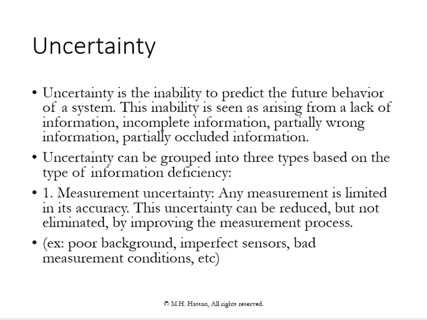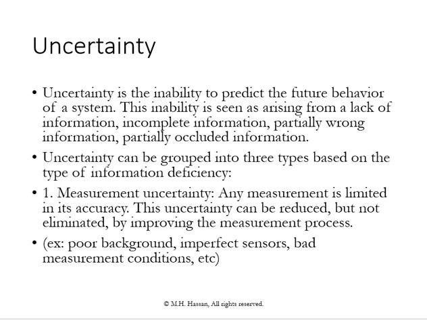Uncertainty is the inability to predict the future behavior of a system. This inability is seen as arising from a lack of information, incomplete information, partially wrong information, and partially occluded information. Uncertainty can be grouped into 3 types based on the type of information deficiency.